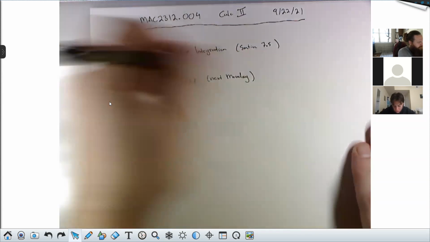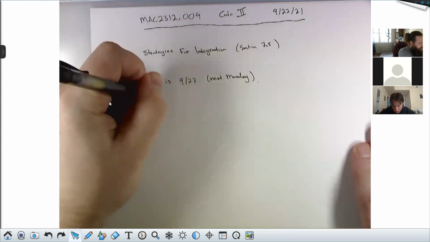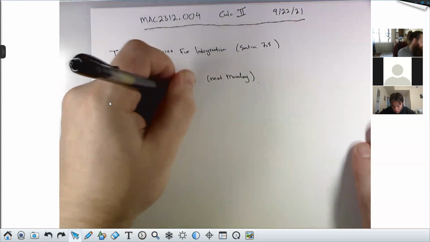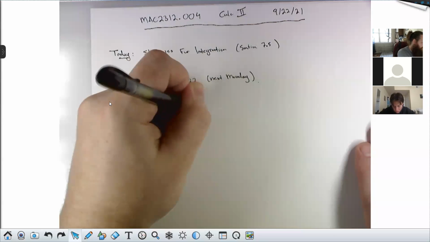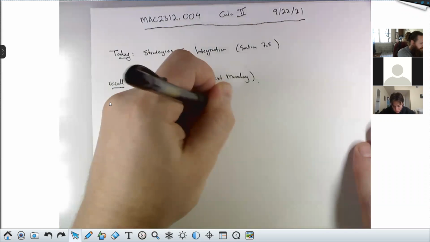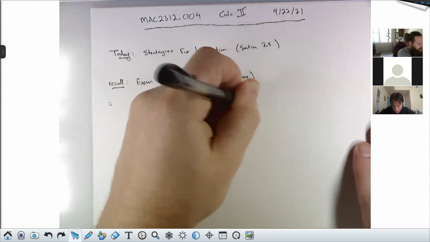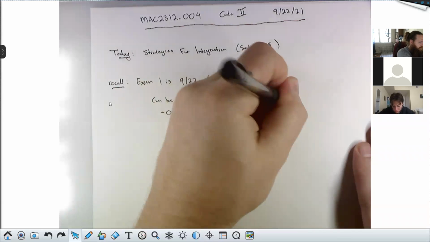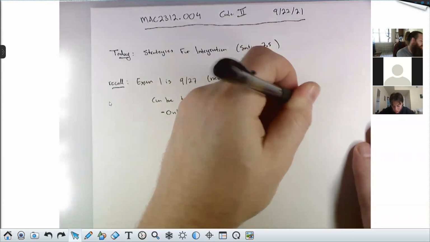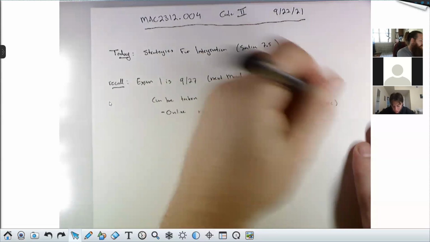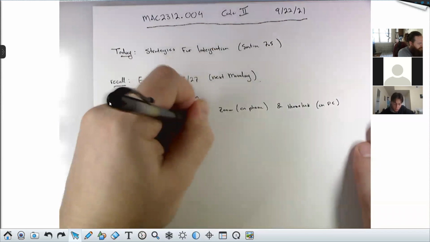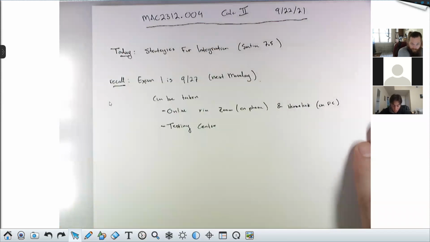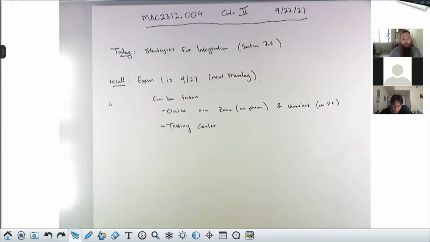And you can take it either online here with me, and you'll be using Zoom on your phone and Honorlock on your PC, or you can take it at the testing center. Either way, the test is going to be in Canvas. We went through all those details. I just want to remind you when is the exam and how to do this.